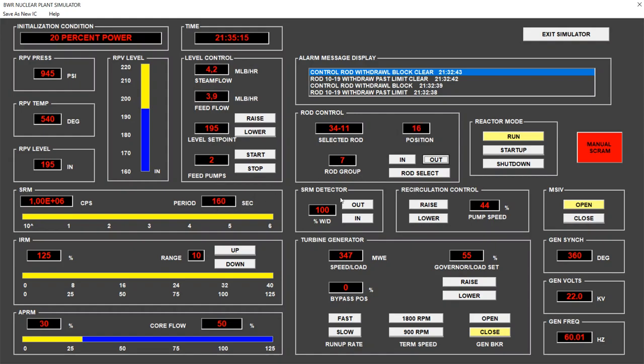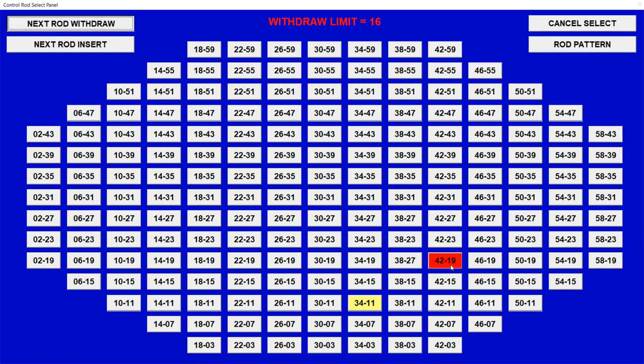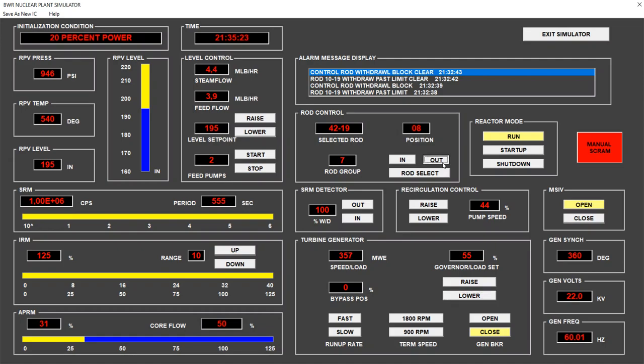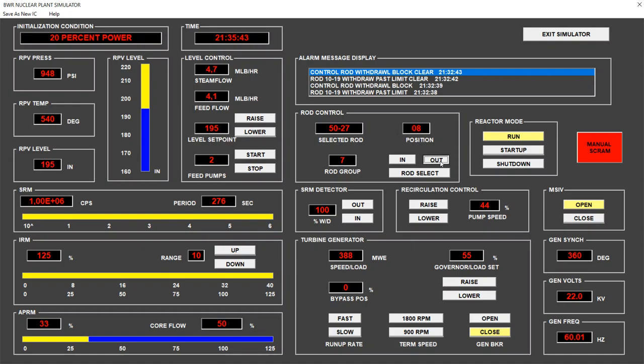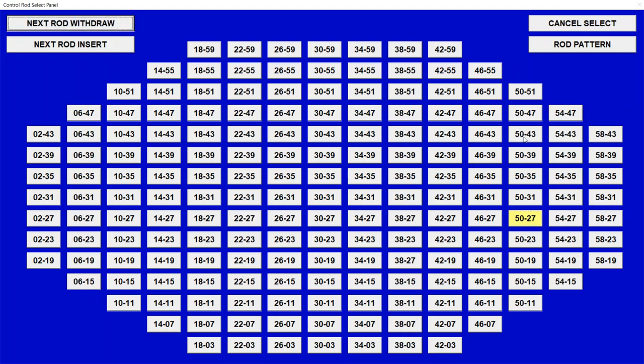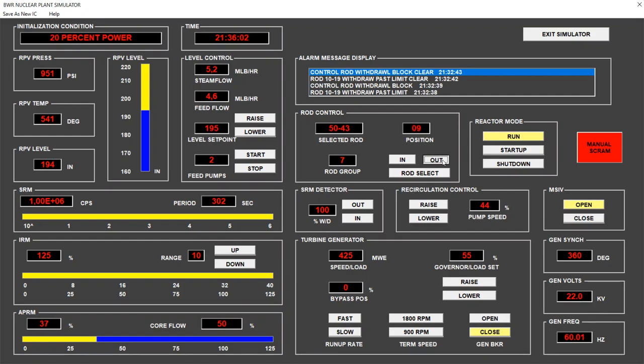We see the period going down, 200 something. Next rod, 42, 19. We see period 60 seconds, next rod. And we see the average power at 34 and increasing. Period 68, 80 and increasing, next rod. 50, 43. Average power 37%. Next rod.